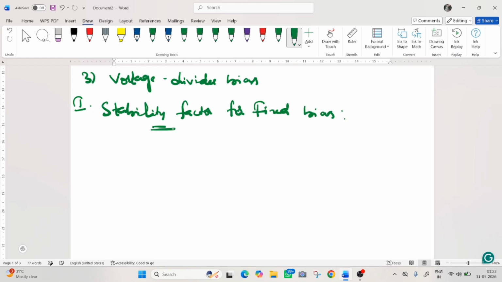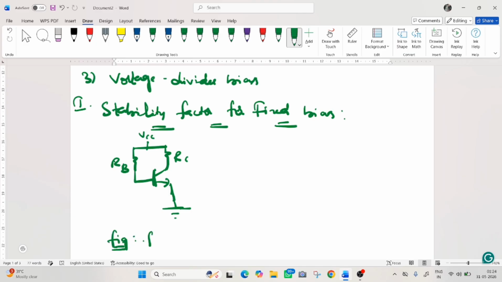For this one, we must know the circuit diagram of the fixed bias, how this fixed bias looks like. First of all, we always prefer the common emitter configuration. Here one resistor will be there, that is RC. And then here one resistor will be there, that is R1 we can say, or RB also, your wish. Here I'm saying it as RB. Here it is VCC. This is the circuit diagram. This is a fixed bias circuit.